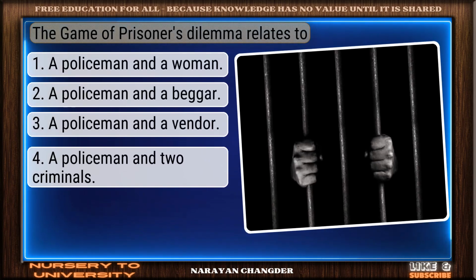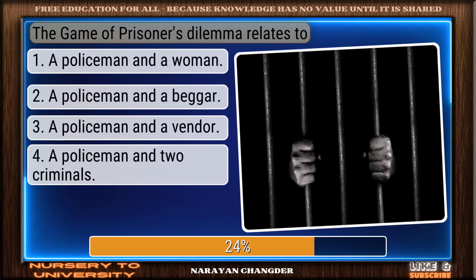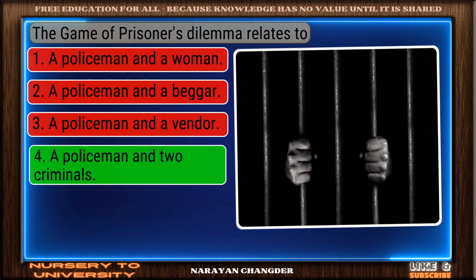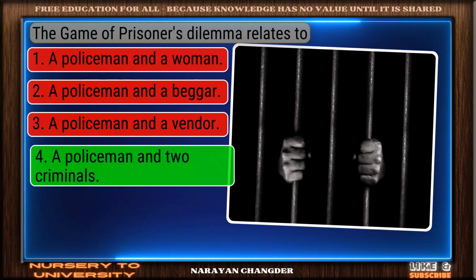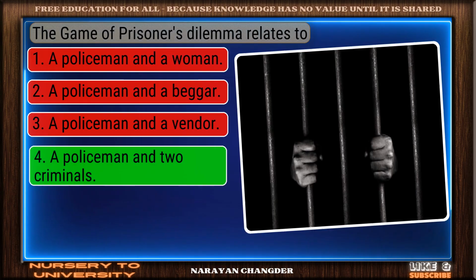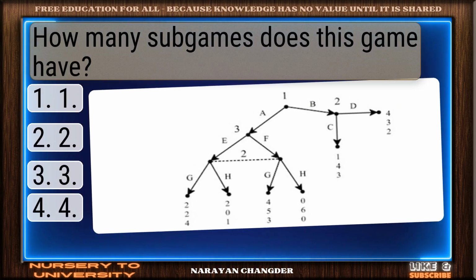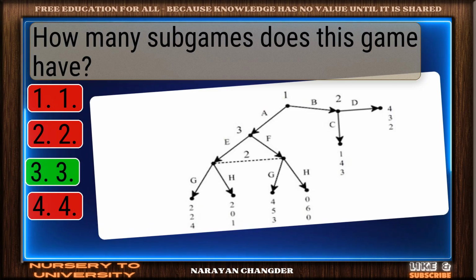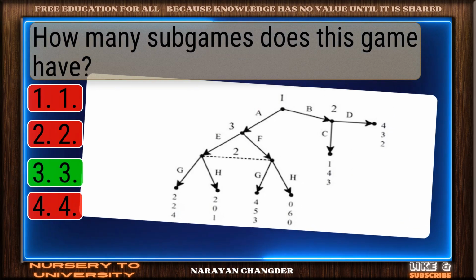The game of Prisoner's Dilemma relates to? Smart move. A policeman and two criminals is an accurate answer. How many subgames does this game have? Right choice. 3 is the best answer.